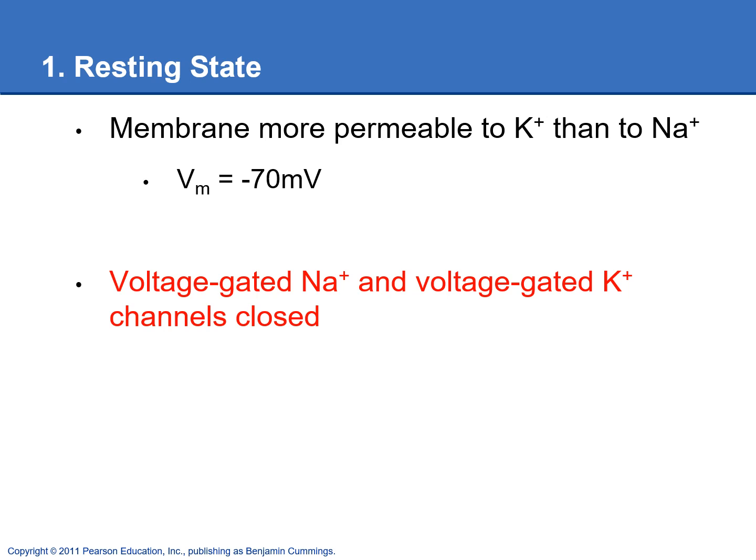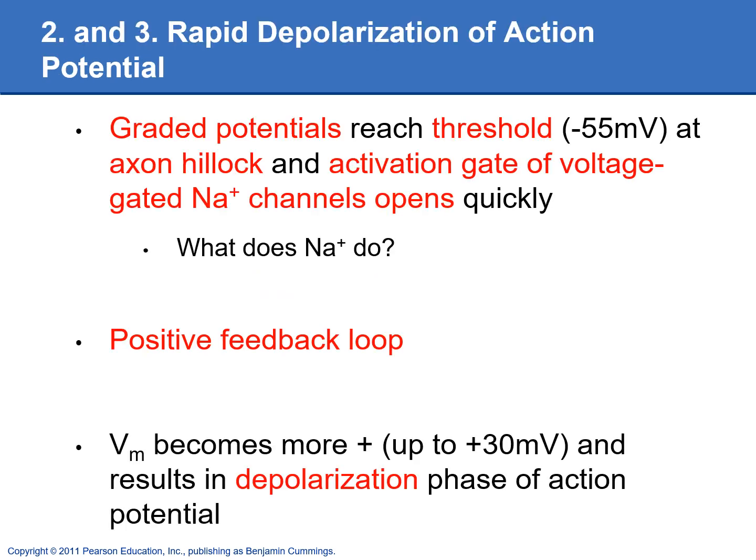So at the resting membrane potential, both the voltage-gated sodium and potassium channels are closed. No sodium or potassium are moving right now. And then during the depolarization phase of the action potential, we get the voltage-gated sodium channels that are open. So that means that sodium is going to move into the cell.